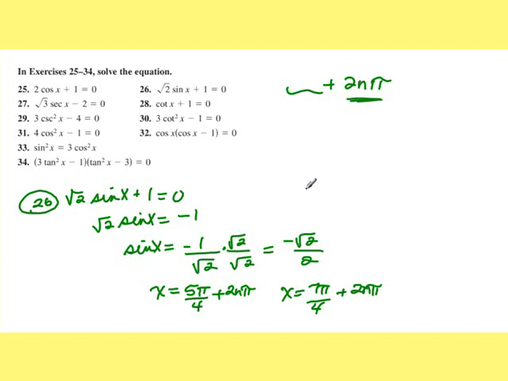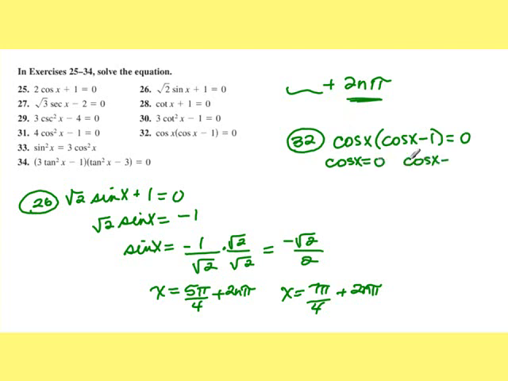What about number 32? Let's look at that one. It is cosine x times cosine x minus 1 is equal to 0. Well, this is already factored equal to 0, so we simply will do this. We're going to set each factor equal to 0. So we have really cosine x equals 0, or cosine x equals 1.